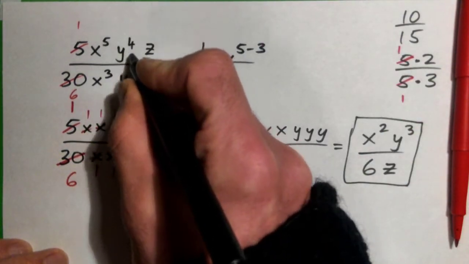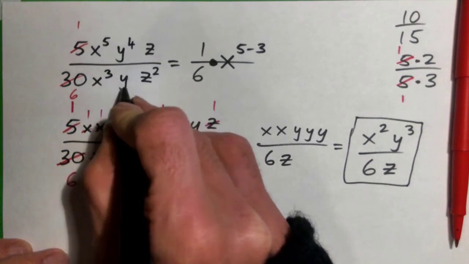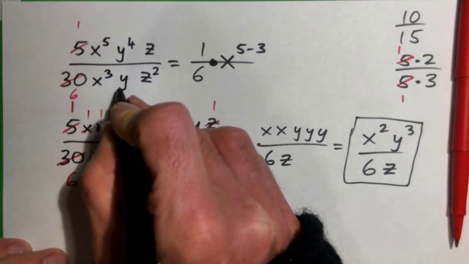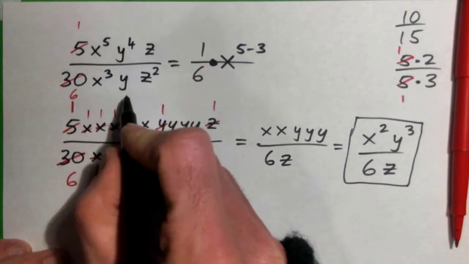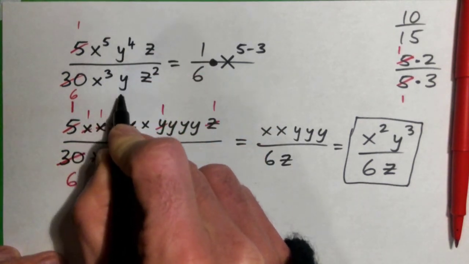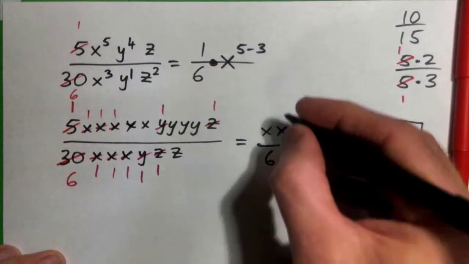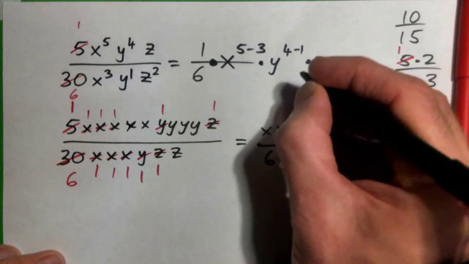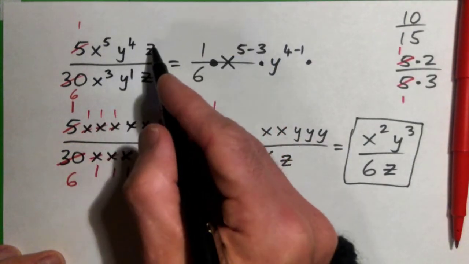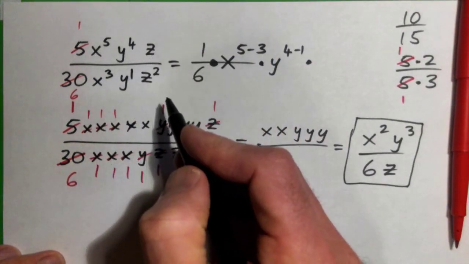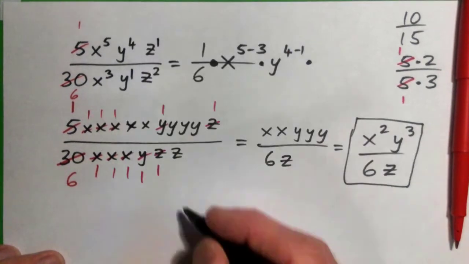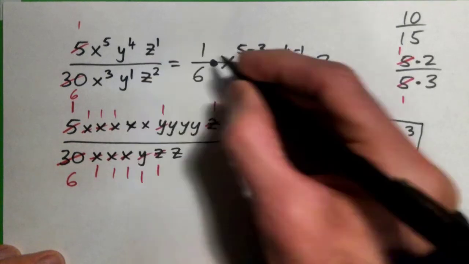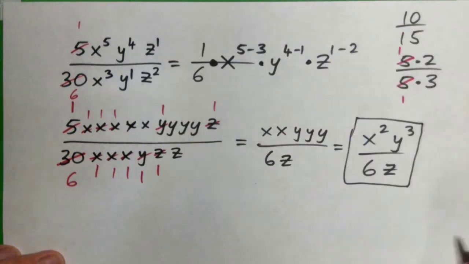Now, what's the exponent on this y here, if it's just a y on its own? The exponent on this y should be what? 1. So it's y to the power of 1. So this is then times y to the power of 4 minus 1. And then times, and this is on the top, this z should have an exponent of 1, right? So times z to the power of 1, the top one, minus the bottom, 1 minus 2, right?